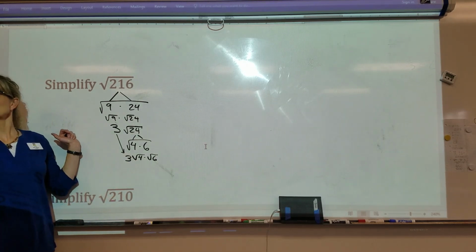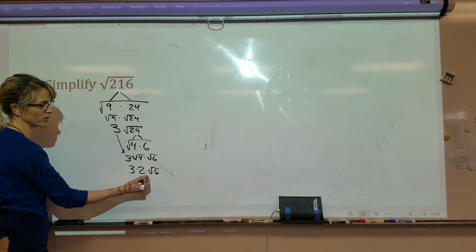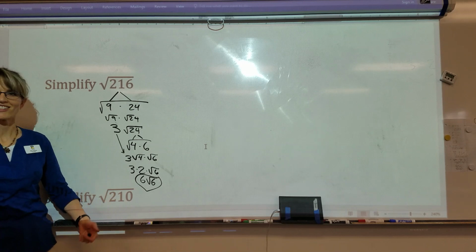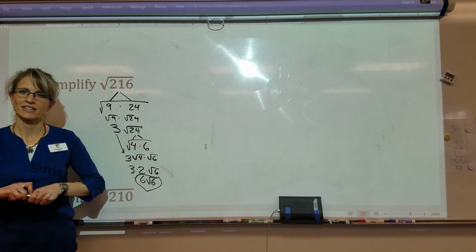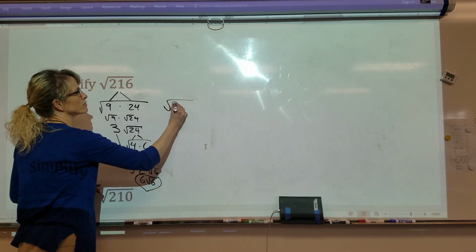Root 4 is 2. So I really have 3 times 2 times root 6. 3 times 2 is 6 times root 6. So there's a way. That looks like a heart. Okay, Emma. An easier way to do it is just root 36 and then root 6, because root 36 is 6.